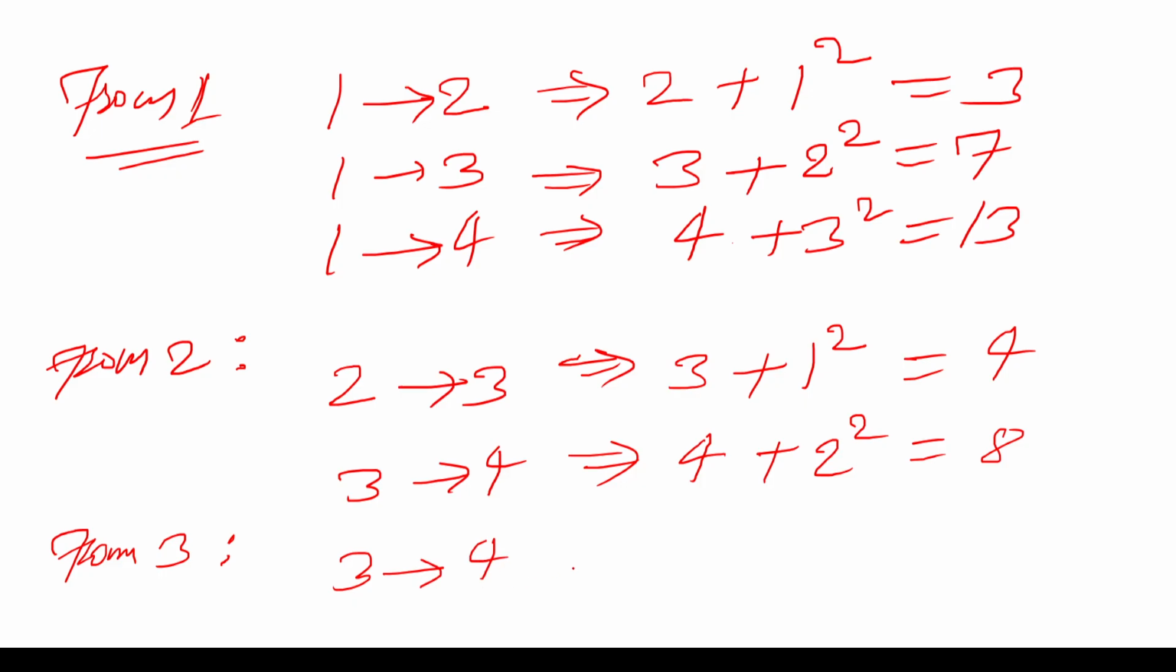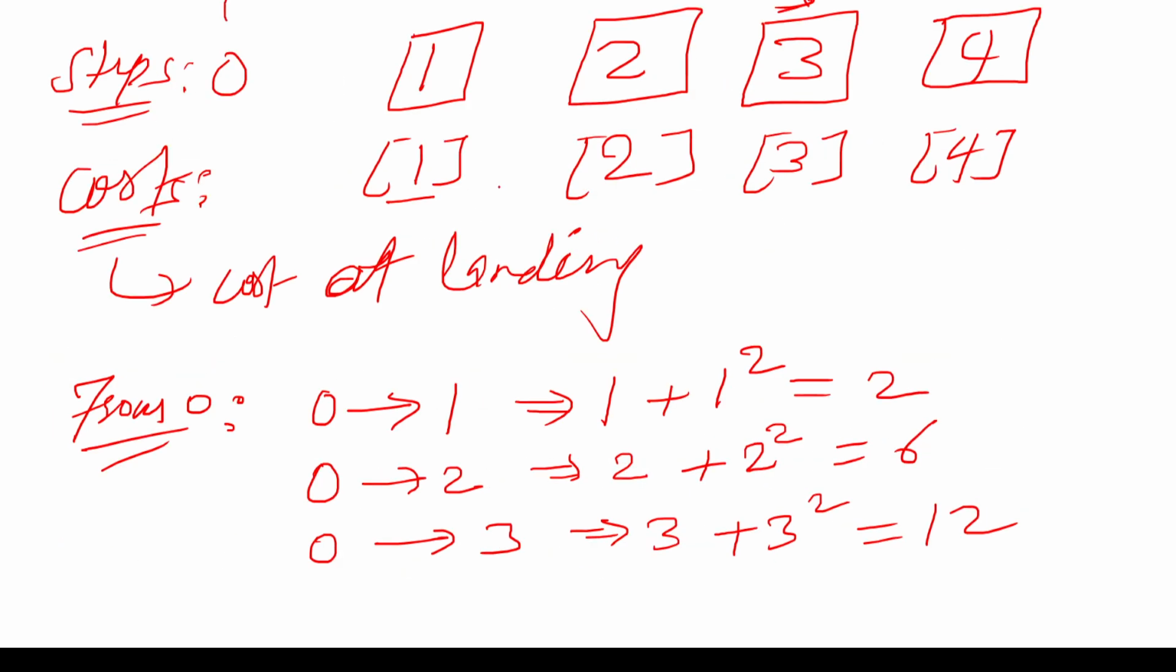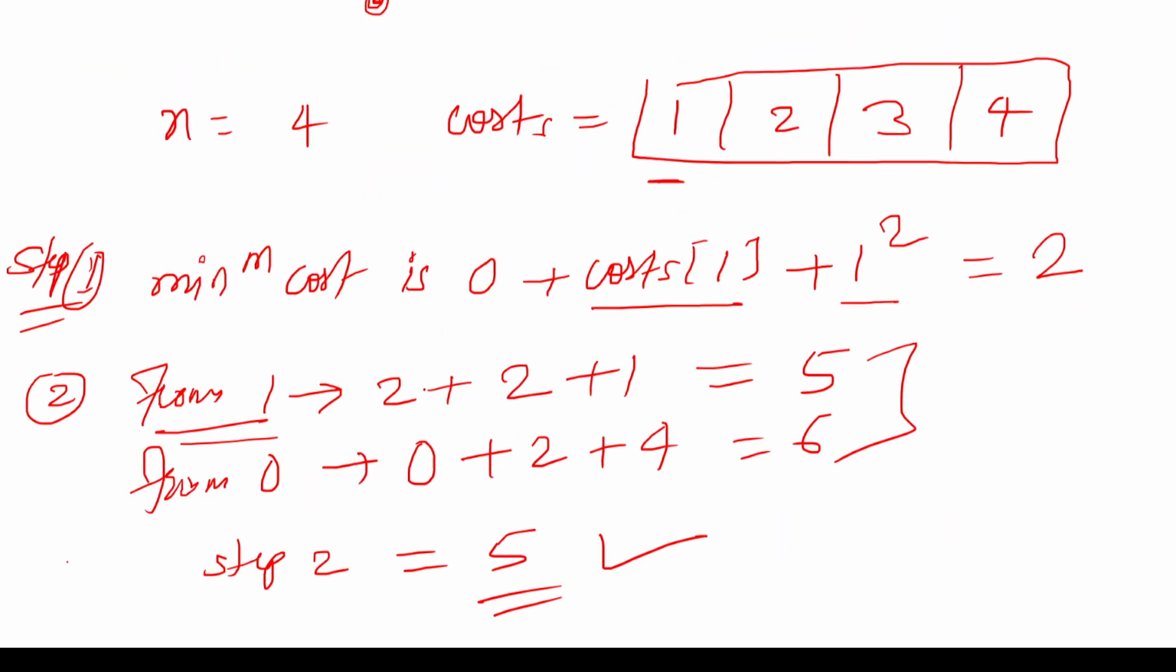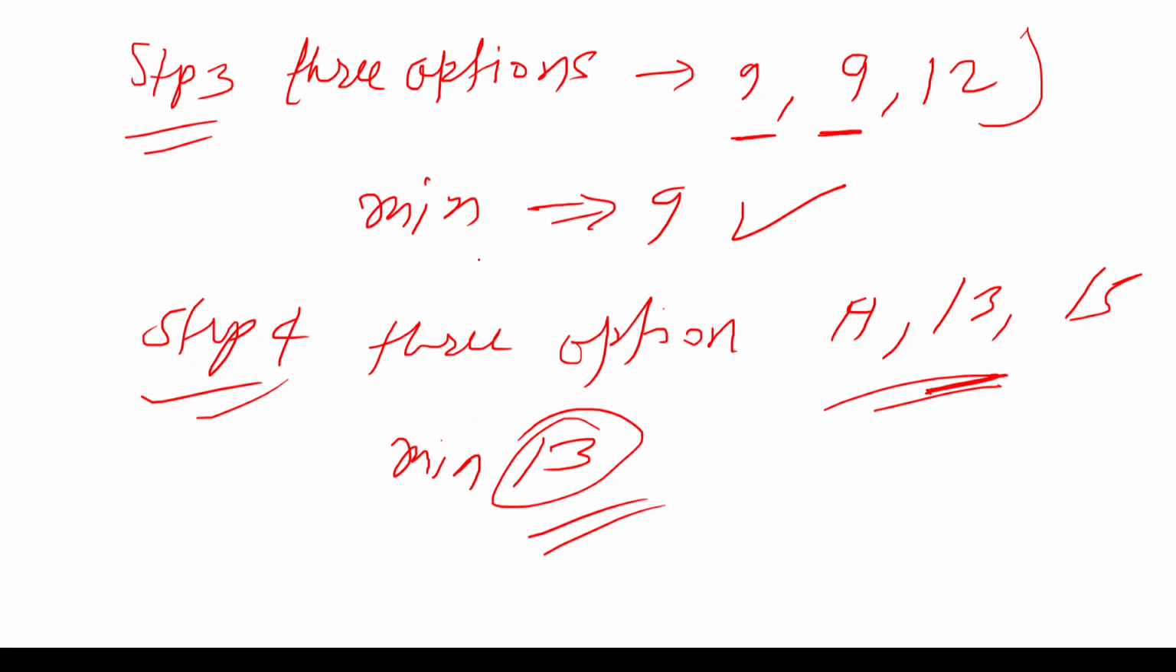In this case, if we calculate, it will become 4 plus 4 minus 3, which is nothing but 1 square, so we get 5. So now each time you will understand that for the staircase we have been given, we have the cost, and that is how we are calculating at the steps. At each step, we are finding the minimum.